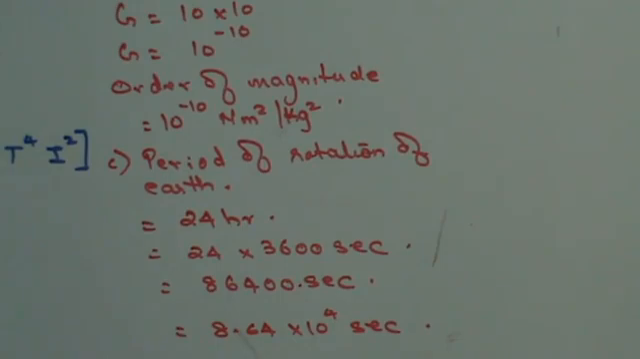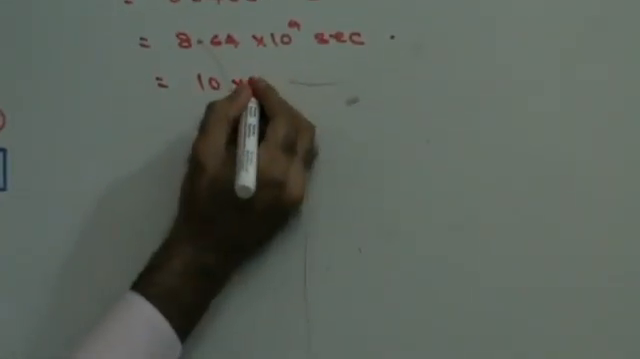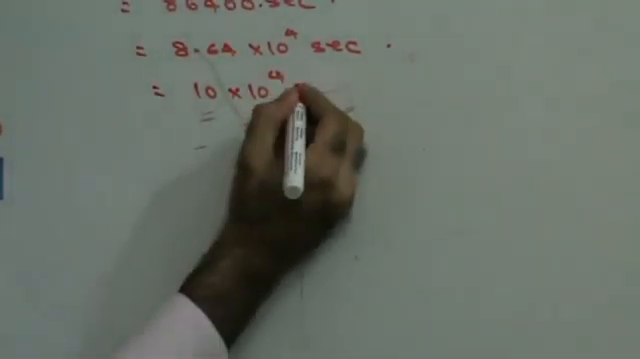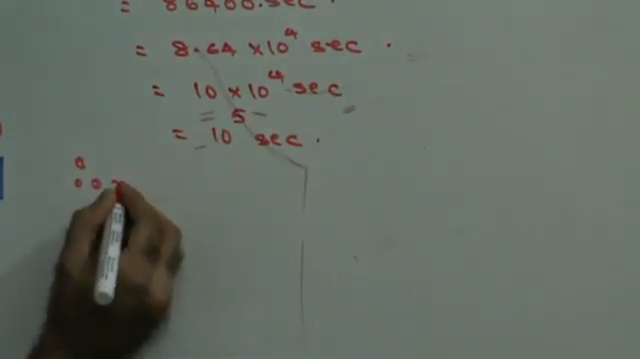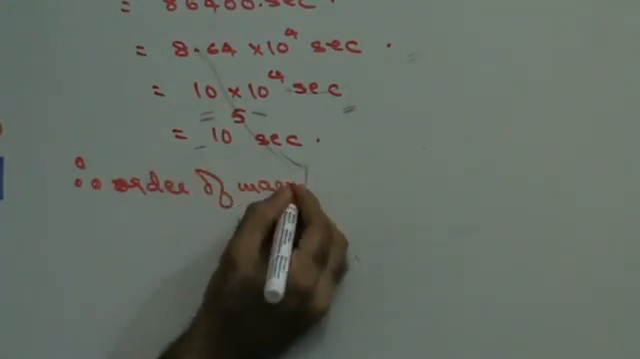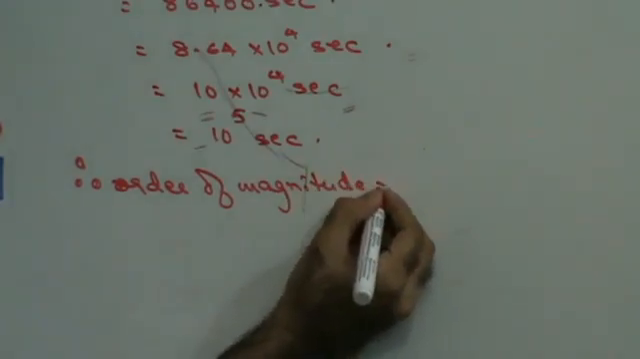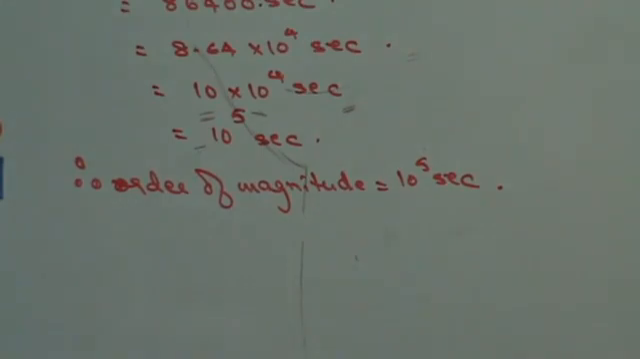Now 8.64, 8 is greater than 5. Therefore, it can be represented as 10 into 10 raised to 4 seconds. So this is 10 raised to 5 seconds. Therefore, I can say that the order of magnitude is 10 to the power of 5 seconds. That's the order of magnitude of rotation of Earth. Fine.